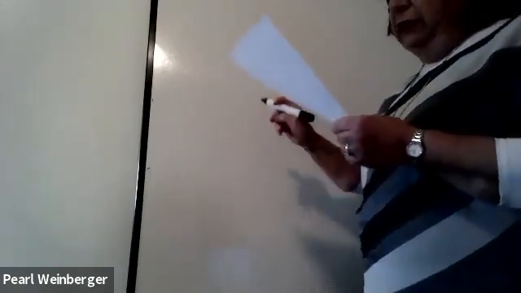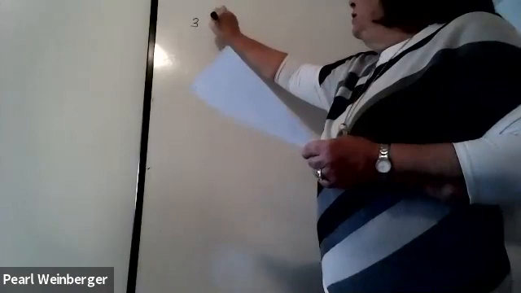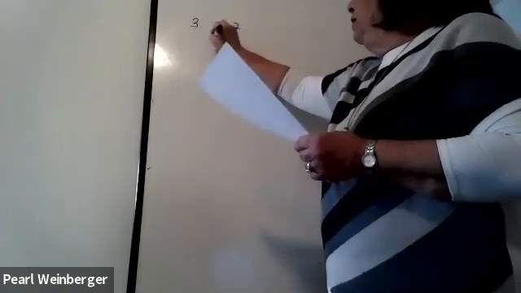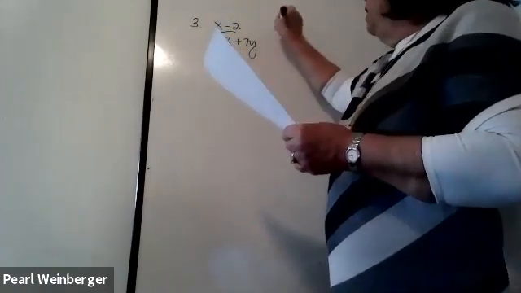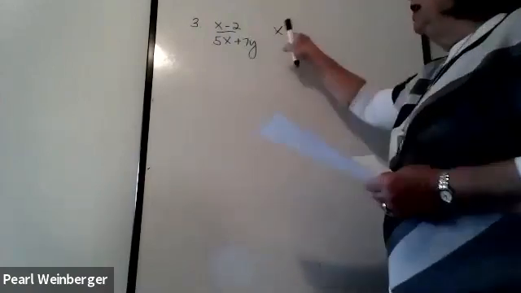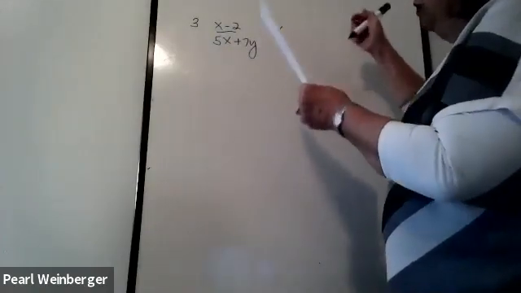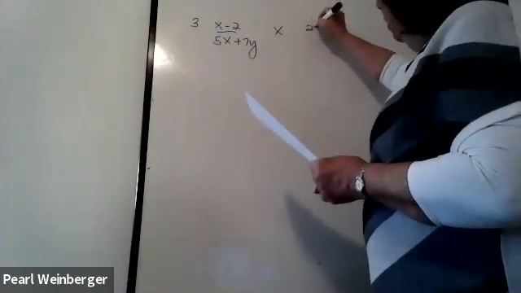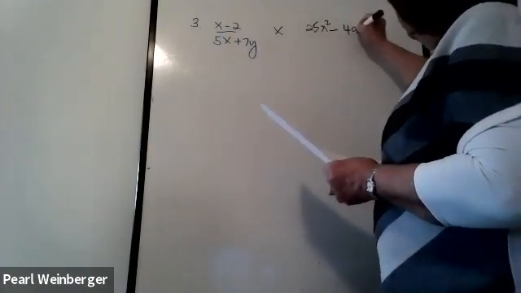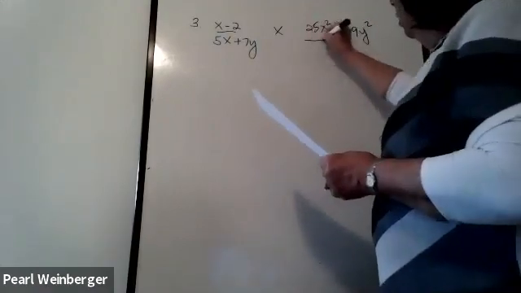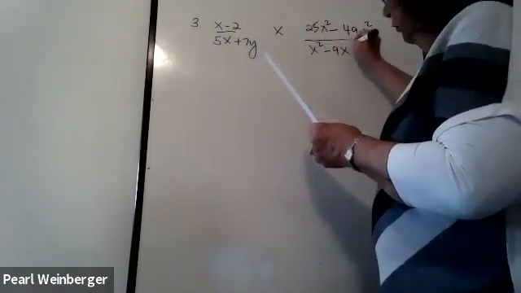It says perform the indicated operation and simplify. It's x minus 2 over 5x plus 7y times, and remember the times sign can be an x, or very often we just use a dot, or sometimes we just put the two fractions right next to each other. The second fraction is 25x squared minus 49y squared over x squared minus 9x plus 14.